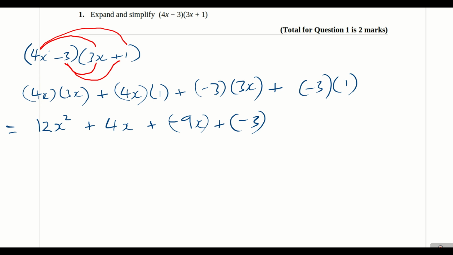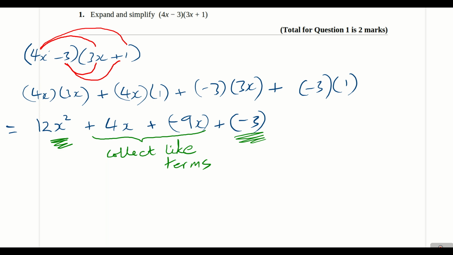So looking at it, you should see that we've only got one x squared term, so that's just going to stay as it is. We've only got one pure number term. However, we've got two terms that are x's, so these we're going to have to collect together. Collect like terms. Okay, when we do that, we get 12x squared, just stays as it is. Now 4x plus minus 9x is the same as 4x minus 9x, which is just minus 5x. And plus minus 3 is just minus 3.